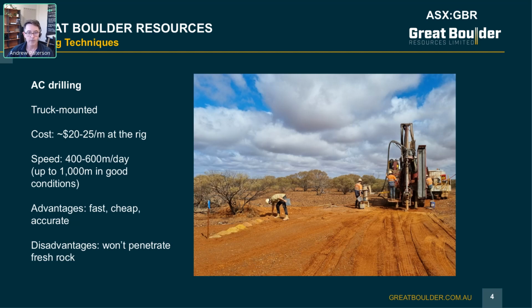This is a truck mounted rig, a relatively small one. This is still fairly cheap, and it costs in the order of $20 up to about $25 a metre at the rig, by which I mean that's not including salaries or assays. It's quite fast, and it's fairly typical to drill about 400 to 600 metres a day, and sometimes up to 1,000 metres a day in good conditions. So it's a very fast technique, and it means the team on the ground are literally running to keep up with it. Those are the advantages. It's fast and cheap, and it gives you a good clean sample.